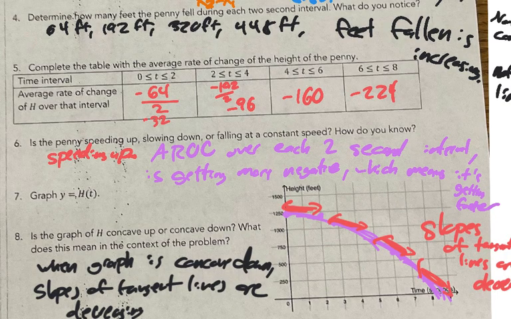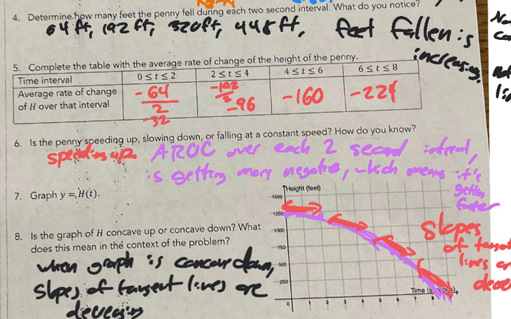Also, the inverse is true. If the graph is concave up, guess what's happening to slopes of tangent lines? They're increasing. And the converse of that is true. If slopes of tangent lines are increasing, then it's concave up.